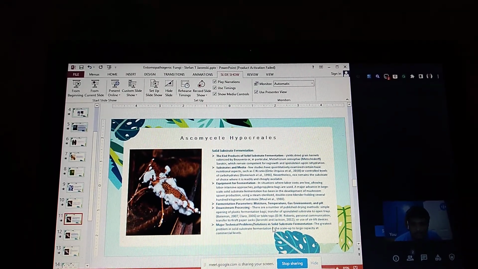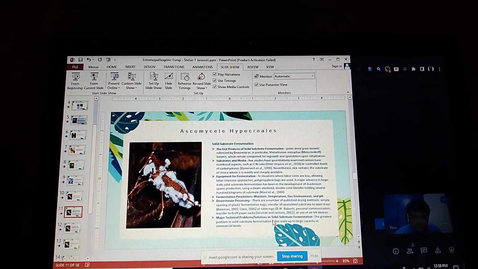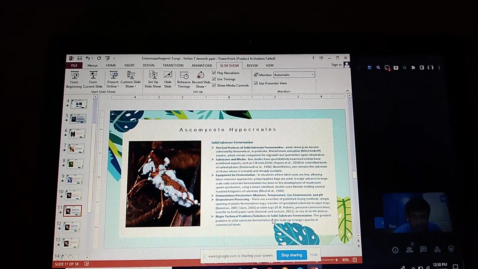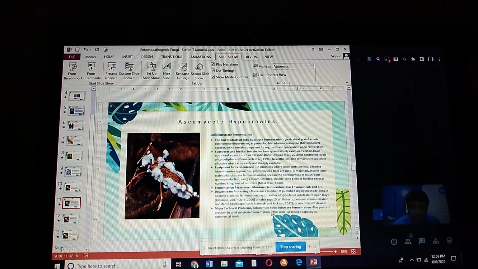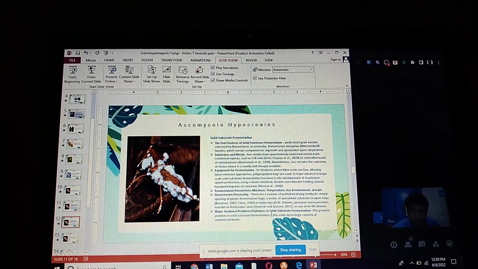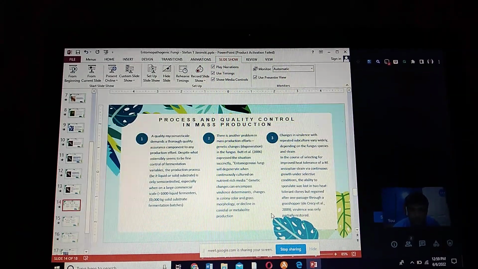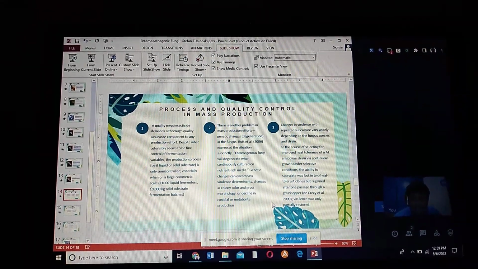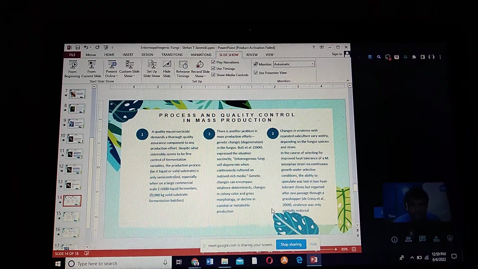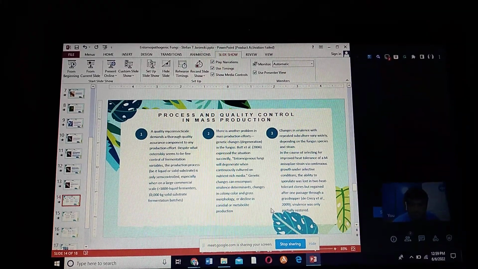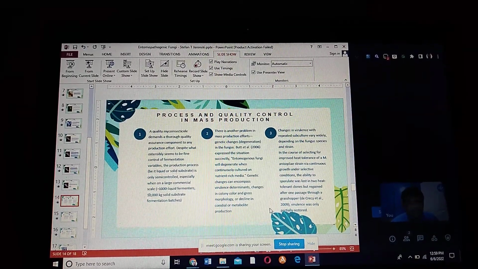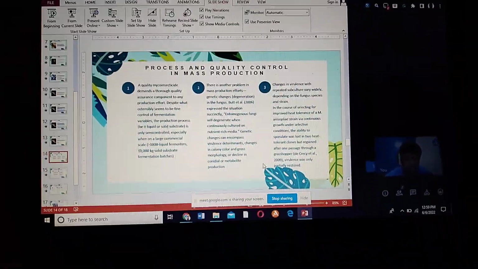The end product of solid substrate fermentation yields dried grain kernels colonized by Beauveria, in particular Metarhizium anisopliae. The process and quality control in mass production. A quality mycoinsecticide demands thorough quality assurance in any production effort.